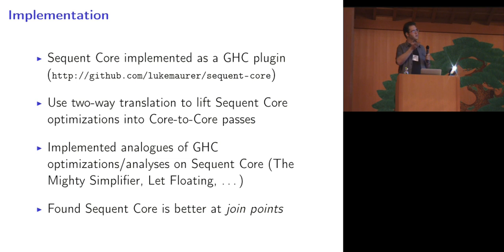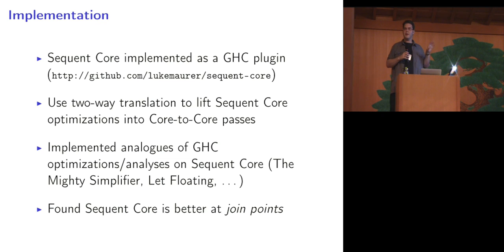And in doing this, thanks to a lot of the work by Luke Maurer, we implemented some of the analogs of GHC's optimizations in Sequent core rather than in core, including the mighty simplifier of GHC, which is responsible for a lot of the compressing of the beautiful code that comes in into really performant Lambda expressions that can be compiled to efficient machine code.